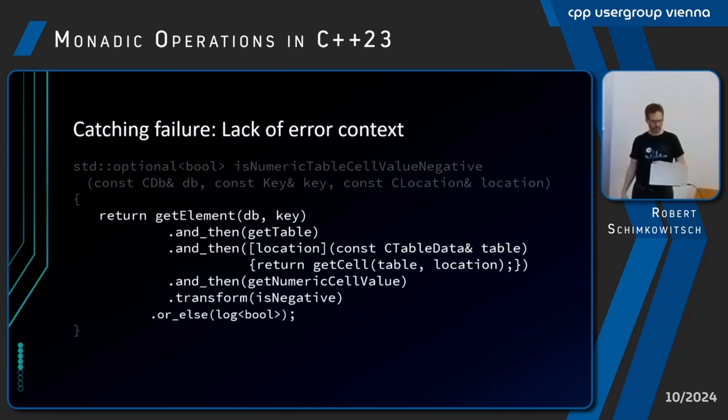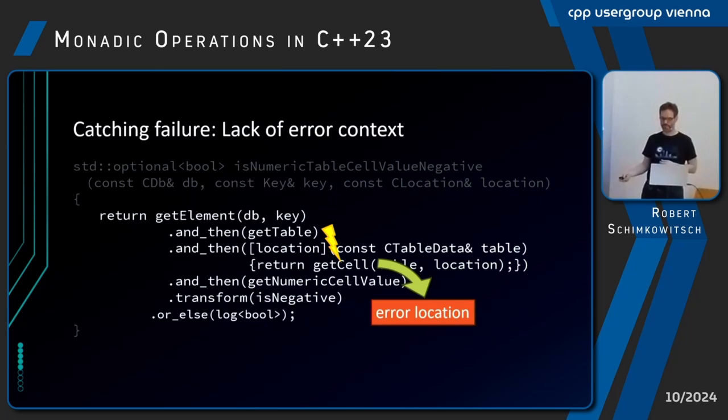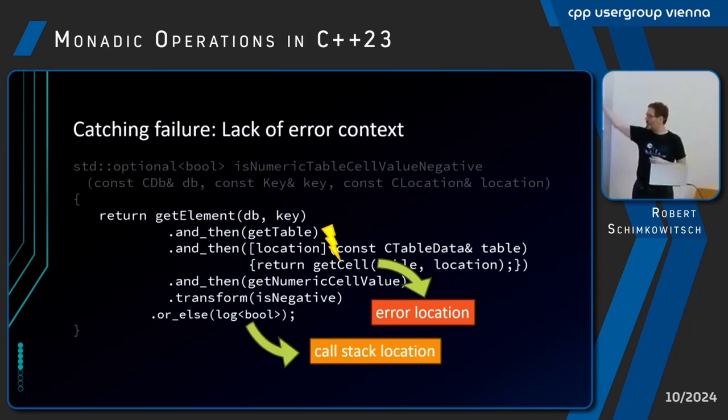There's one problem, however. We will not capture the right error location. So imagine we have a problem in getCell. Let's say the cell location is out of bounds or something like that. This is our error location. When we come down to the log function, it will capture the call stack of the log function. And that's just no good. So we need something better.